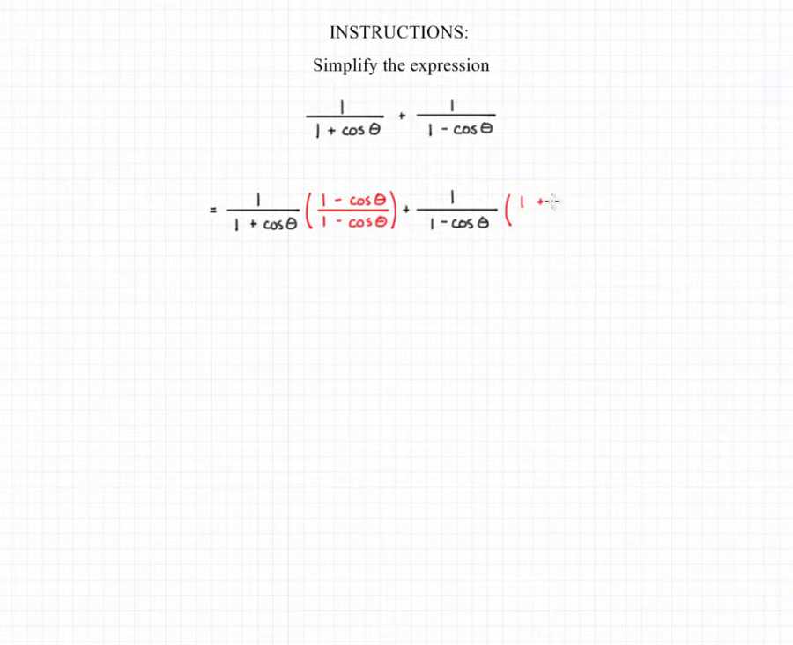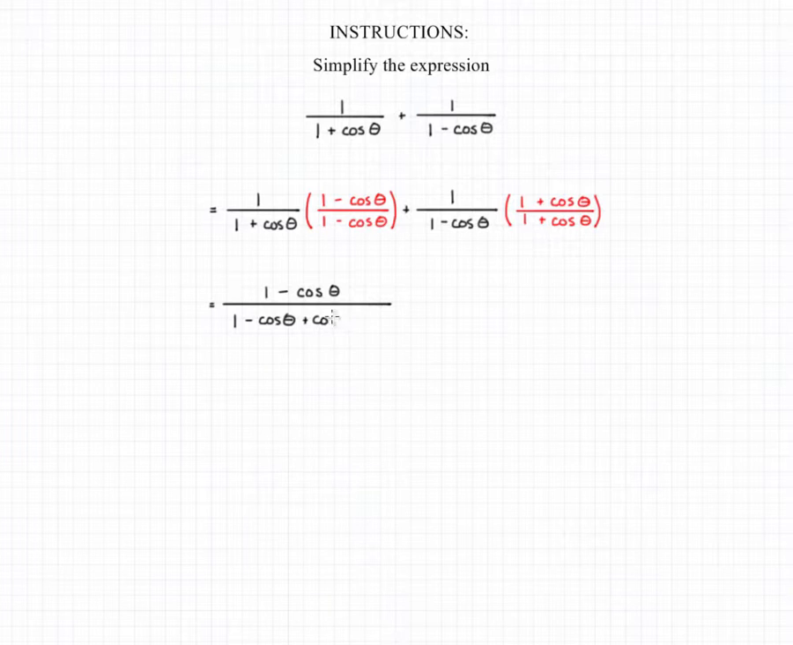But now, if we multiply the second fraction by 1 plus cosine theta over 1 plus cosine theta, its denominator's conjugate over itself, again we're multiplying by 1, not changing the value, but we'll end up with a common denominator. So we'll have 1 minus cosine theta in the numerator, and 1 minus cosine theta plus cosine theta minus cosine theta squared in the denominator.